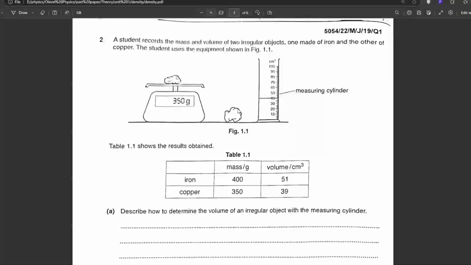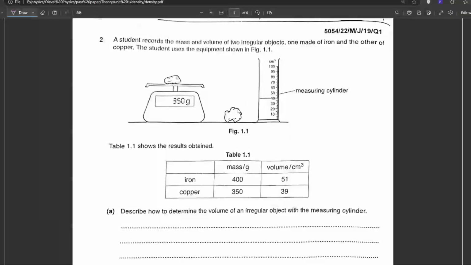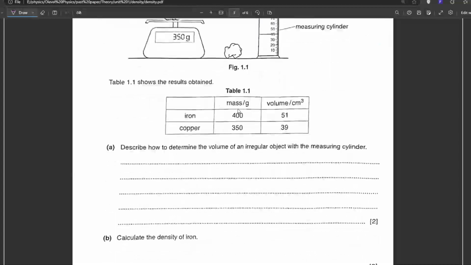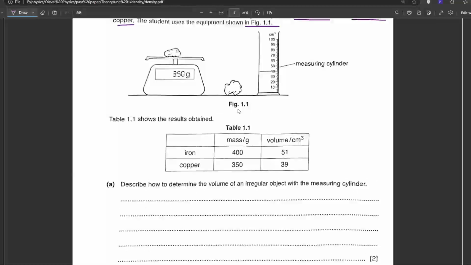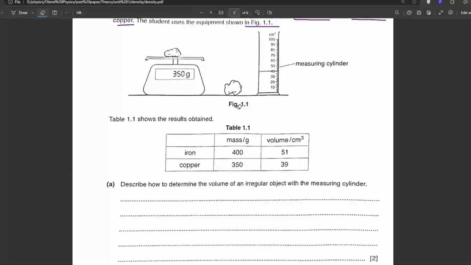A student records the mass and volume of two irregular objects, one made of iron and the other made of copper. So these are the mass and volumes of the objects made with copper and iron. The student uses the equipment shown in figure 1.1. Table 1.1 shows the results obtained. Describe how to determine the volume of an irregular object with the measuring cylinder.